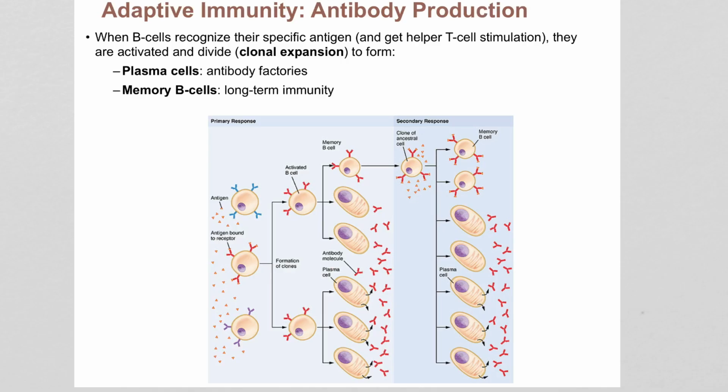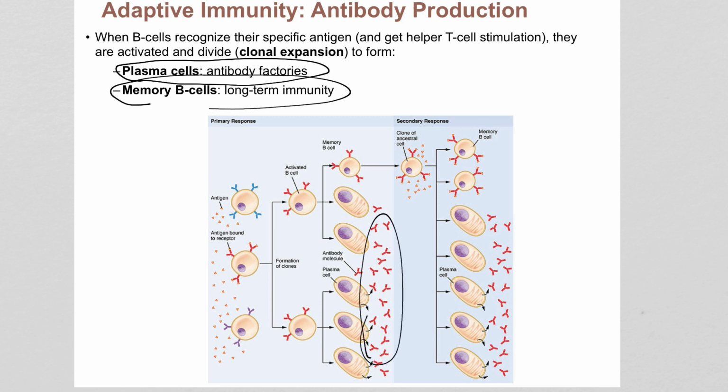Okay, so once all that happens, we now have our two major cell types. Plasma cells that secrete free-floating antibodies out into the blood, right? That's these guys. And memory cells that are going to hang around for later in case a second infection comes weeks or months or years down the road.